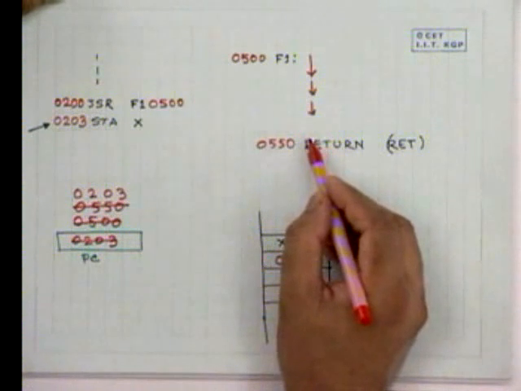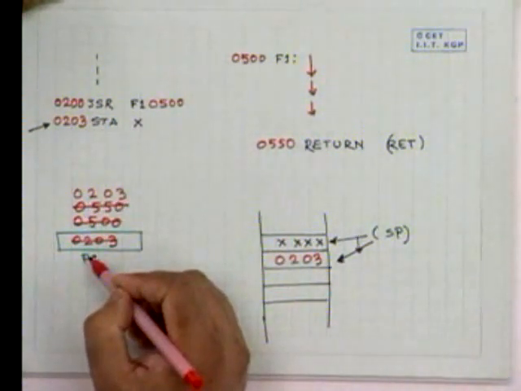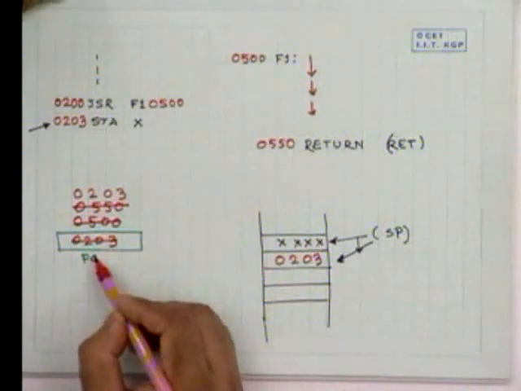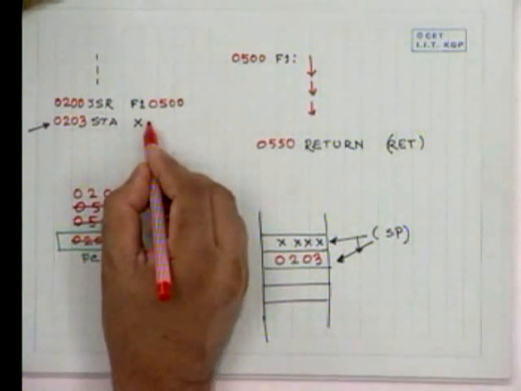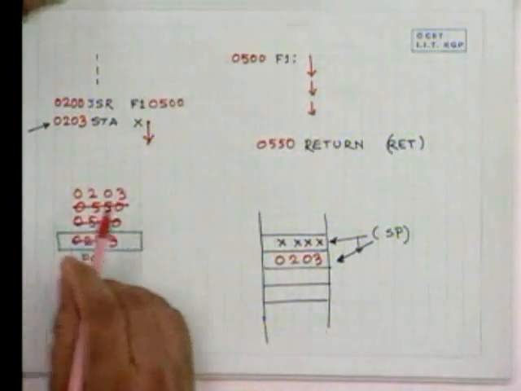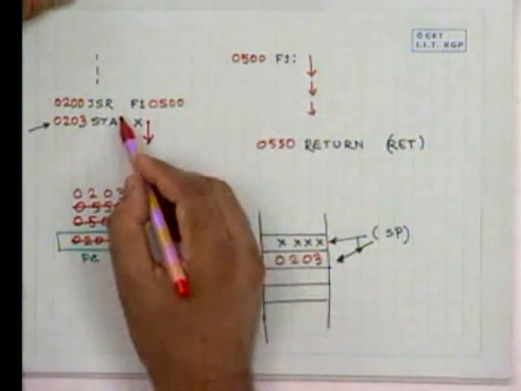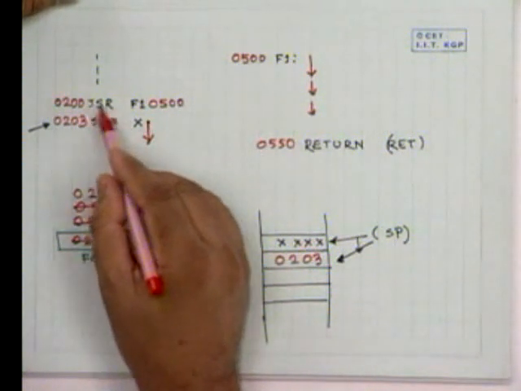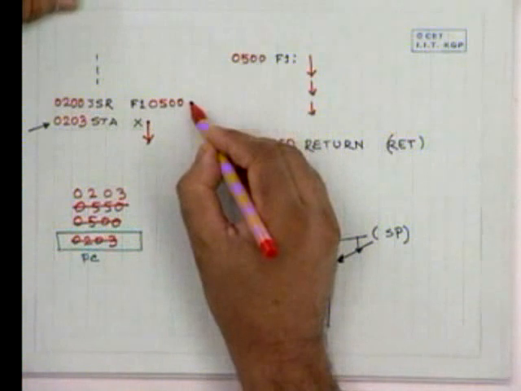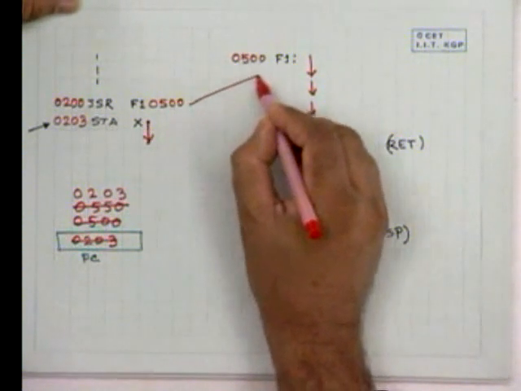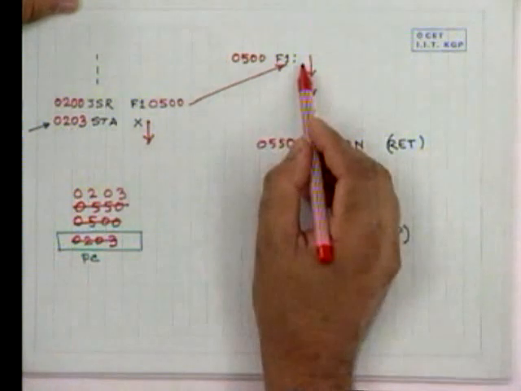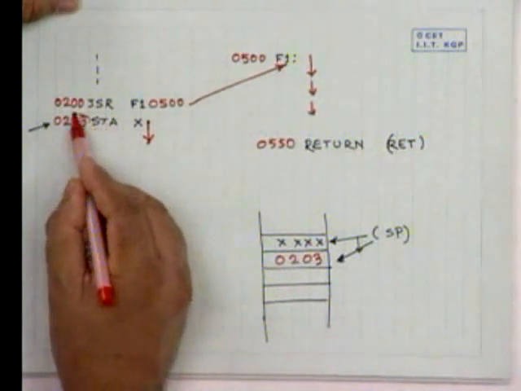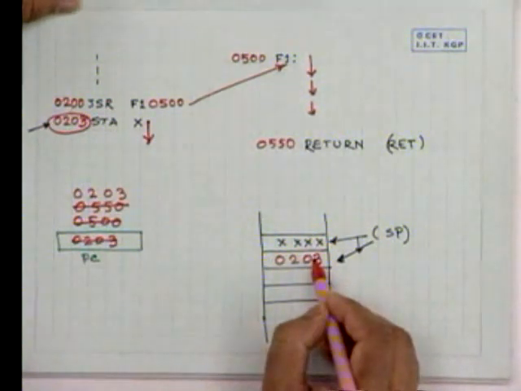As it is over, the control unit next takes the instruction address from the program counter, which is 0203, which means that the control of execution of the program has come back to this point and the program execution starts from here. Let's see what exactly is happening. On a JSR or a call instruction, the control is transferred from this point to F1 here, but before the control is transferred, the return address, which is 0203, is stacked.